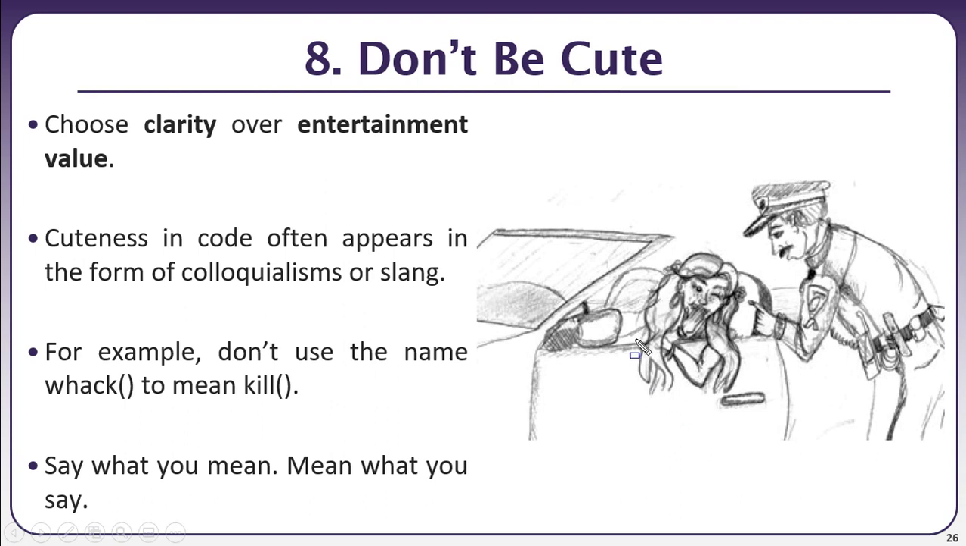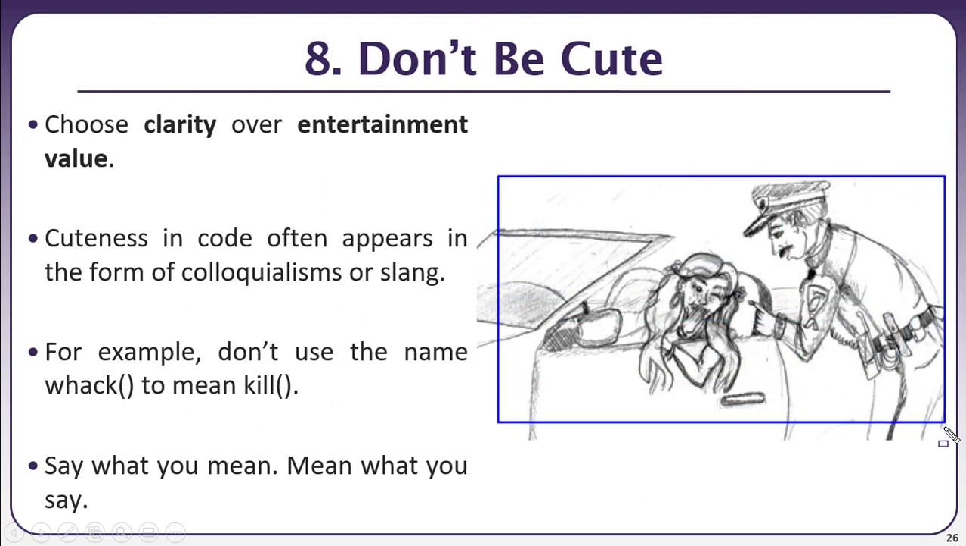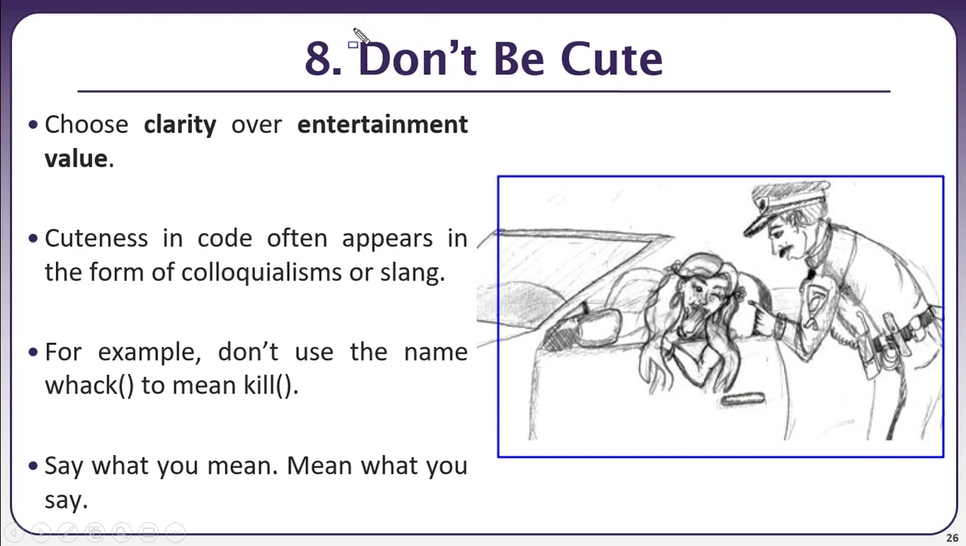And guys, remember, whenever you're coding, please do not be cute. By being not cute, we mean that whenever you're writing the code, you should be picking the names that you're using very carefully, in a sense that your names should be very formal. Your focus is not to entertain the reader of your code or the user of your code. Rather, your primary objective is clarity of your code. So you should always choose clarity over the entertainment value.